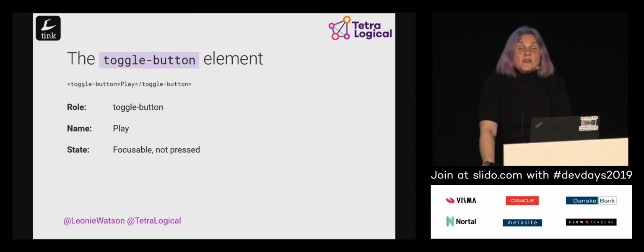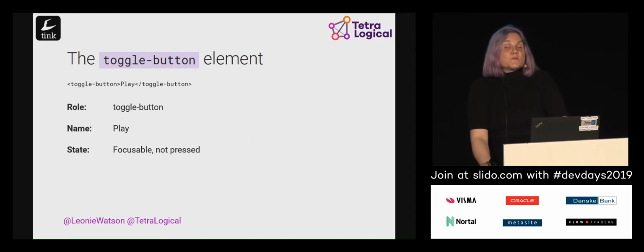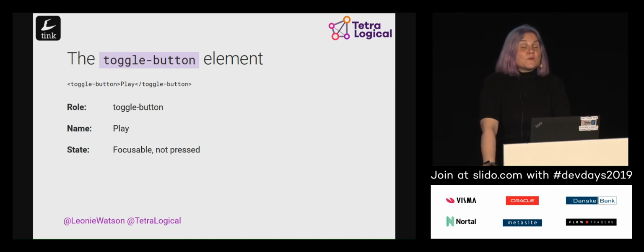This means that now we can just write something simple like this. Toggle-button, open the element, put play in the middle because that's the text of the button, and then we close the toggle element. So the HTML loses a lot of the attributes. There's no tab index, no ARIA pressed in there. The code at the HTML level when we write it is a lot cleaner and a lot more simple.